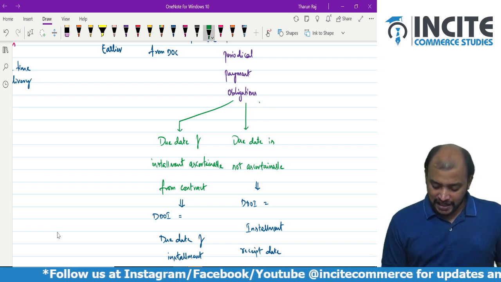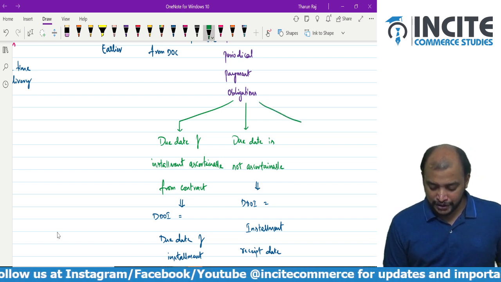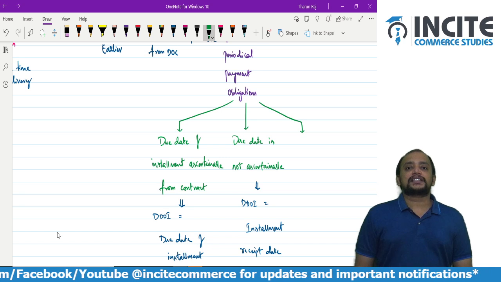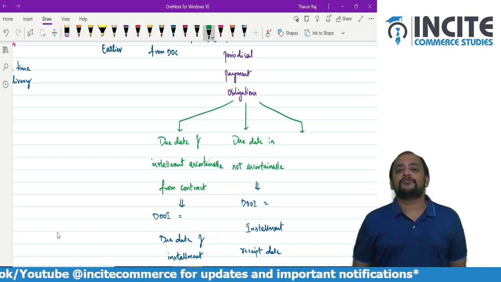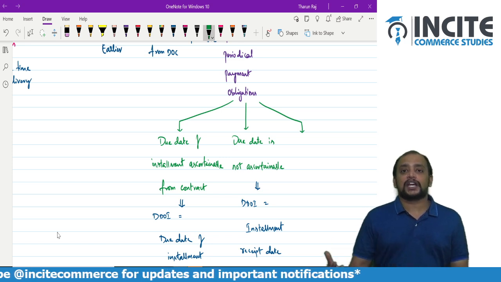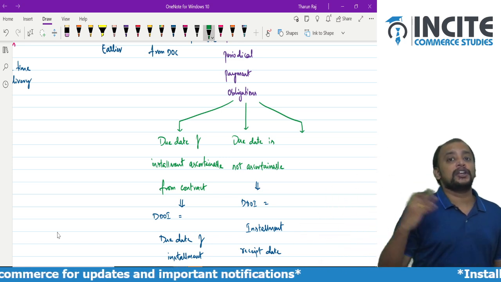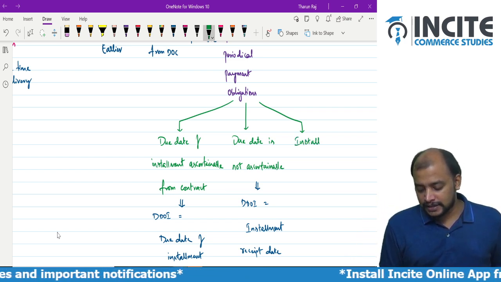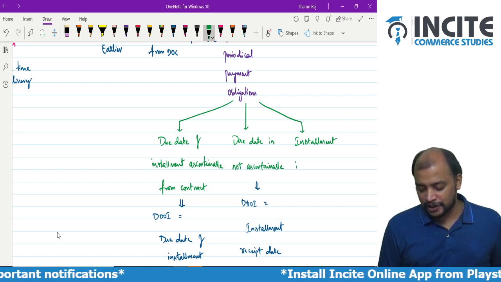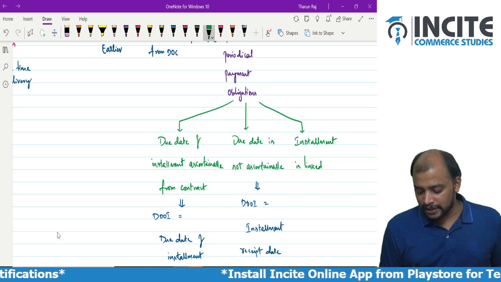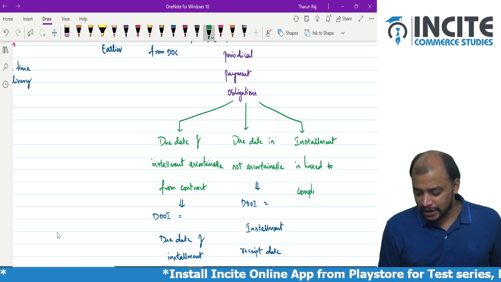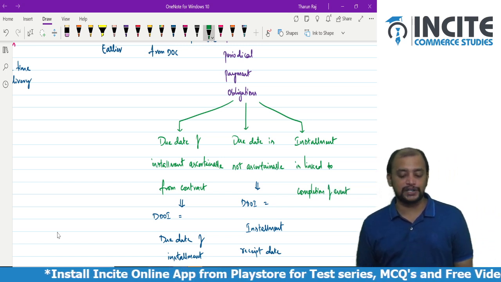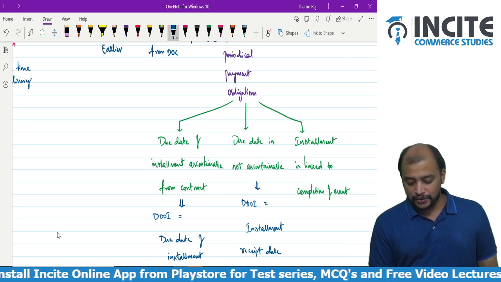Suppose the due date of installment is not ascertainable from the contract, we understood. What if the installment is linked to completion of an event? Say for example, in the construction sector, upon completion of the first floor, you have to pay this much. Upon completion of the second floor, you have to pay this much. Upon completion of painting, you have to pay this much, like that. So if the installment is linked to completion of an event, then what will be taken as the due date of invoice?